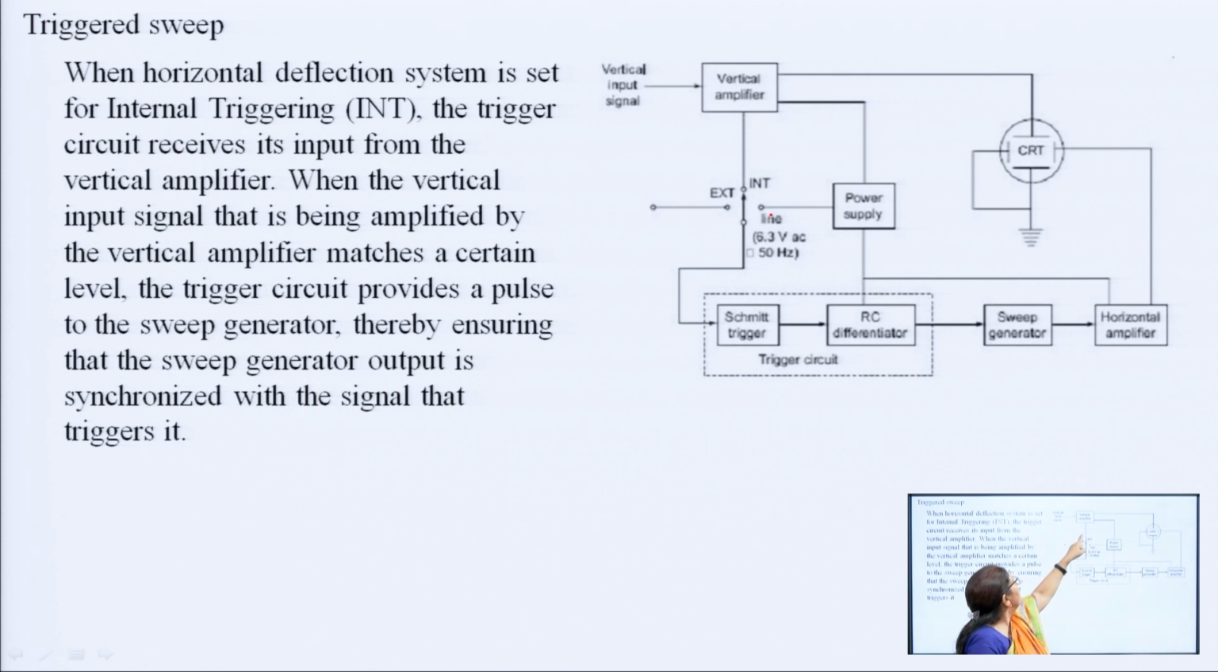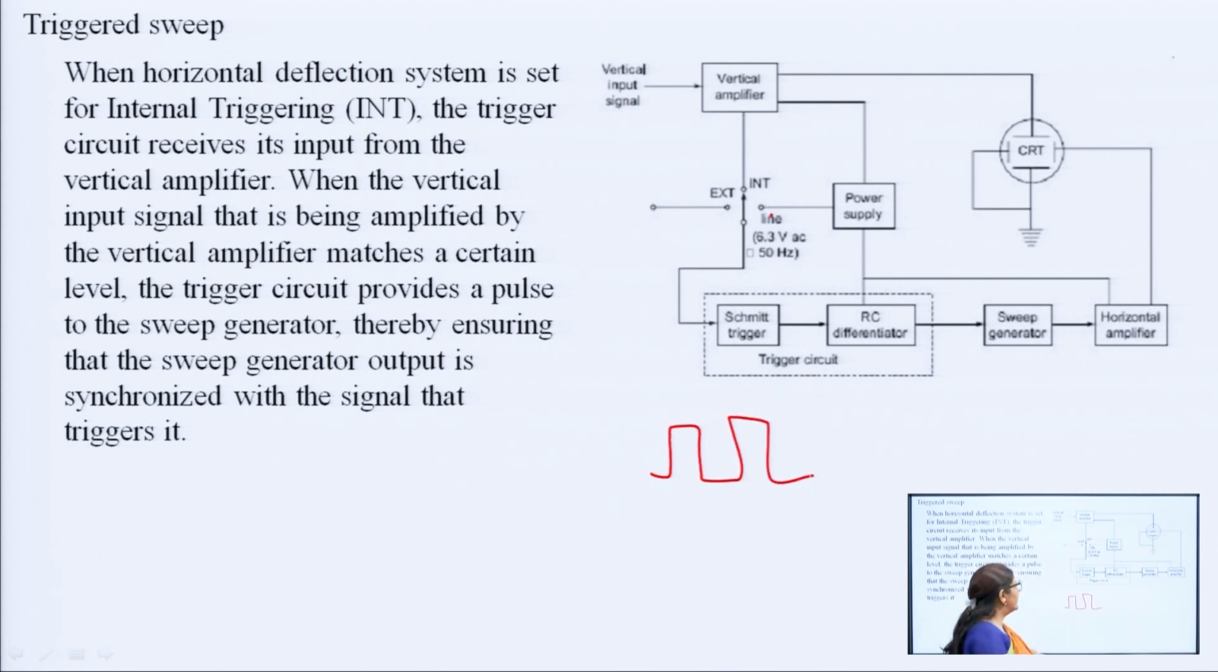Then when this triggering circuit is at internal position, the leading edge of the vertical amplifier signal is fed to this trigger circuit. So, trigger circuit consists of two parts, one is the Schmitt trigger, another is the RC differentiator. Schmitt trigger function is to produce a square waveform.